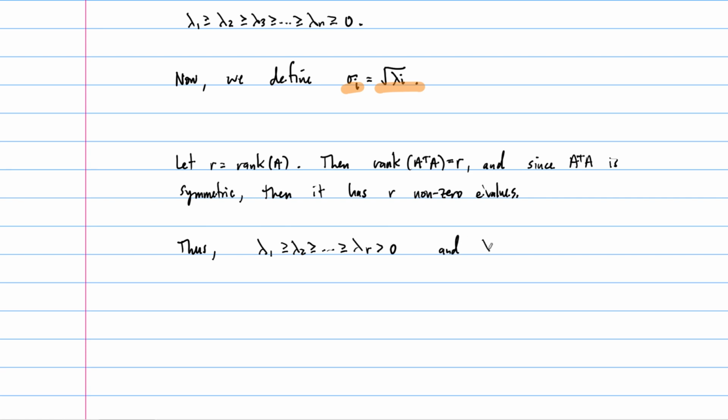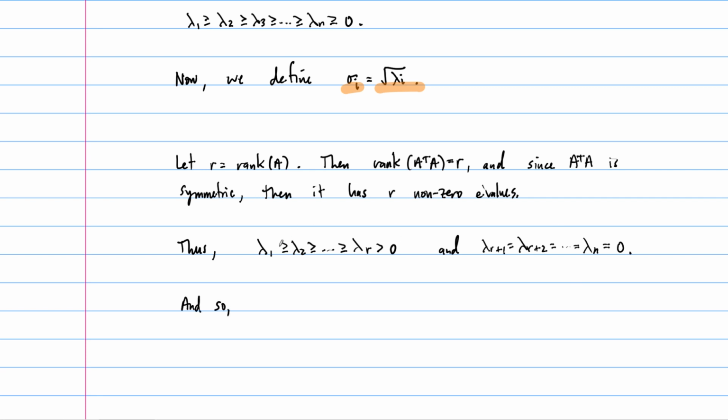And the rest of them, lambda R plus 1 equals lambda R plus 2, all the way up through lambda n, these are all equal to 0. The rest of the eigenvalues will be equal to 0. And the singular values will obey the same identities, right?